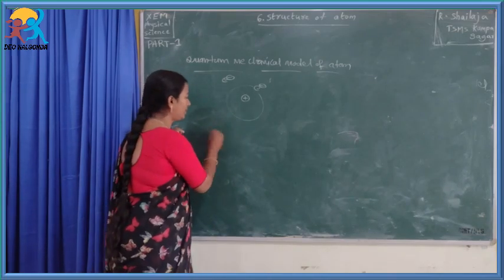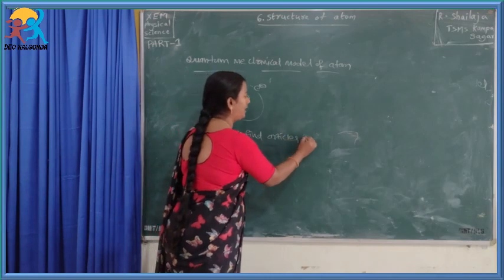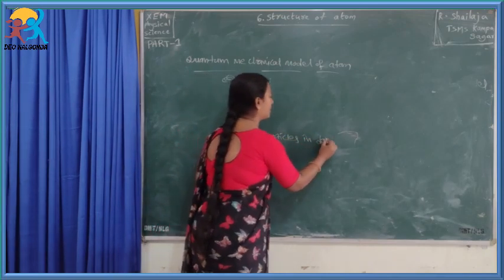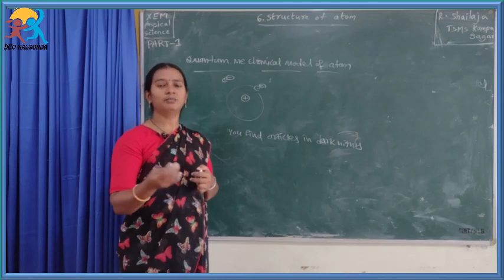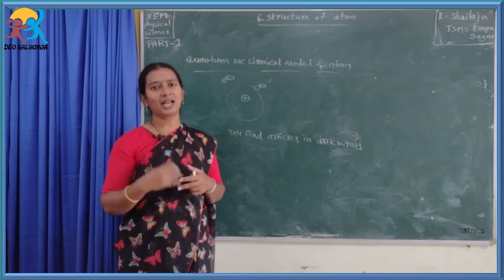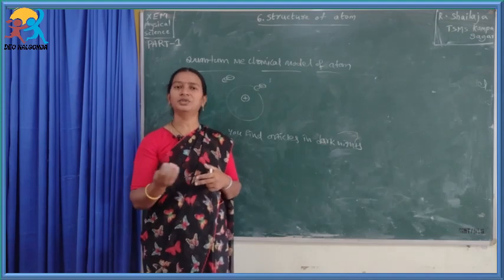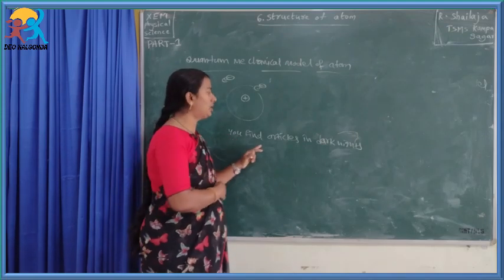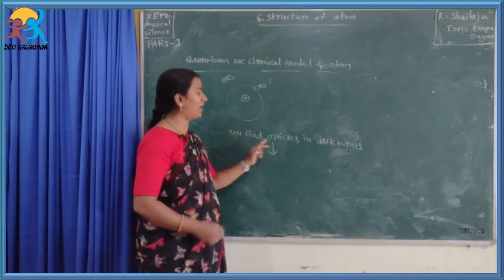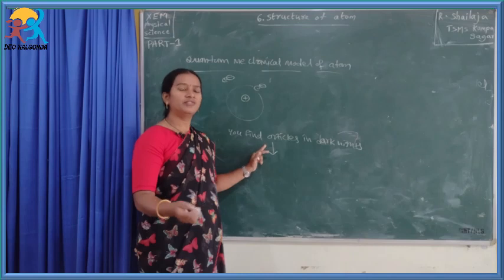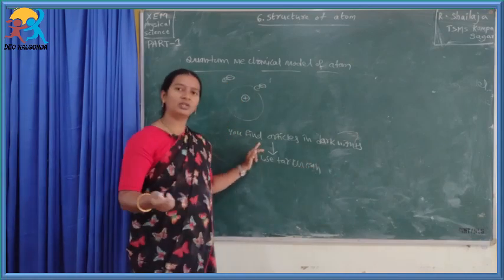For example, if you want to find articles in the dark night, we see objects or articles by using light. Natural light is there, sunlight is there. By using sunlight we see the objects. Other than sunlight, we use artificial lights, tube lights. Without any light, we can't see the articles. So if you want to find articles in the dark night, what do we have to use? Suppose we use a torchlight. If you use a torchlight, we can easily find the particles.